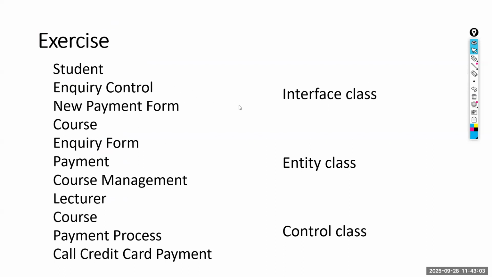Right. So this exercise is for you guys: you need to identify whether it's an interface, entity, or control. Okay, student, what do you think? Is it an interface? Here, interface doesn't mean the normal sense, right? Interface means something like a boundary class. So student is an entity class. Inquiry control, obviously it's a control class.